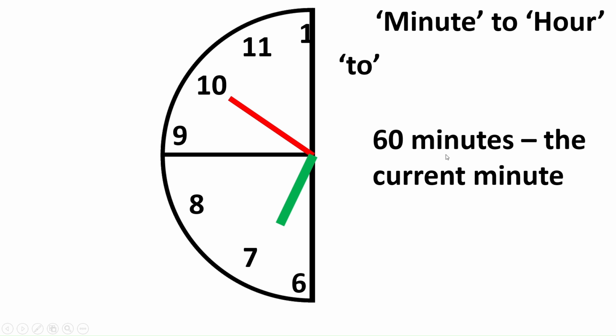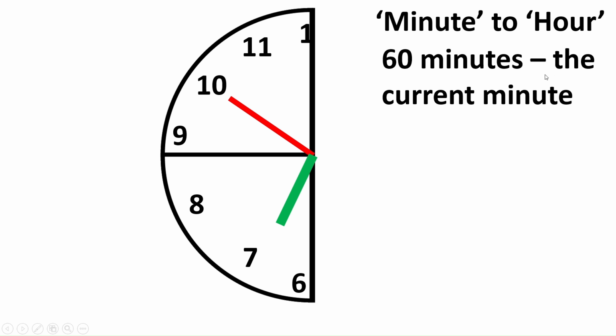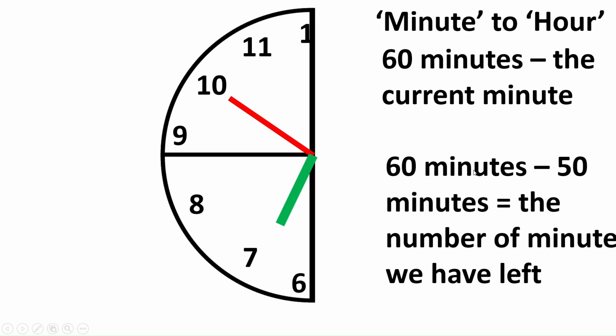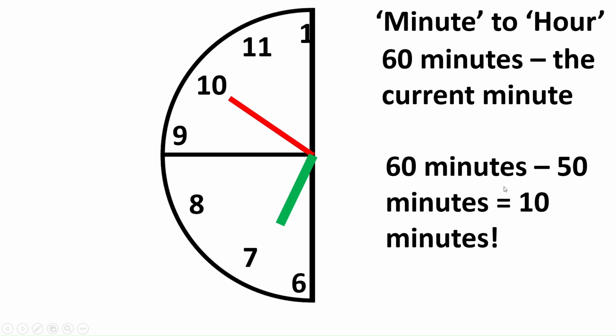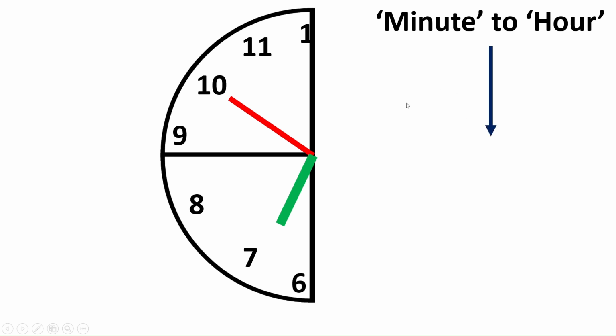So let's work this out. We can see that the current minute is shown by where the minute hand is pointing, which is 10. 10 times 5 equals 50, following the minute rule. So we would do 60 minutes take away 50 minutes, which equals the number of minutes we have left. 60 take away 50 is equal to 10. So we know that there are 10 minutes left until the next hour begins. So we would say 10 to 7. We say 7 because the hour hand points at 7.